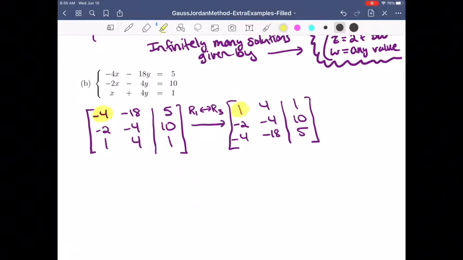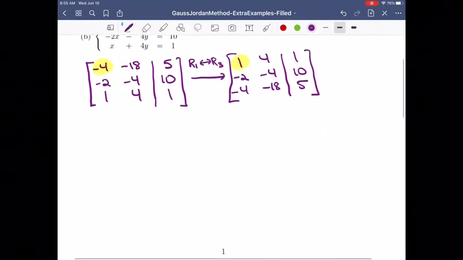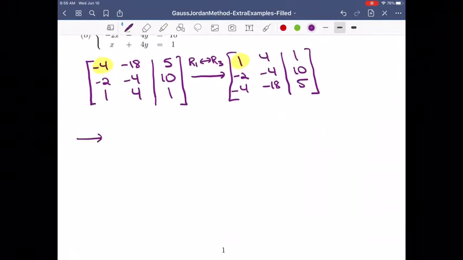Now I'm pivoting here, and I have my 1. So my next step is to make the things below my 1 a 0. I'm going to do both of them. I'm going to change row 2 first, so that I want to add 2 of row 1.